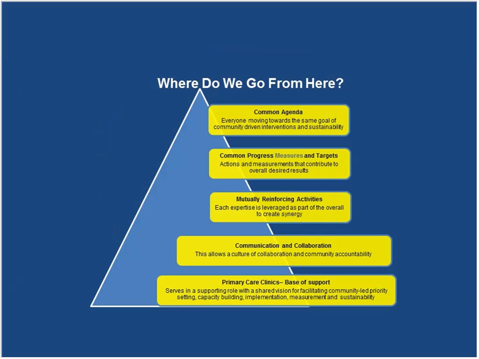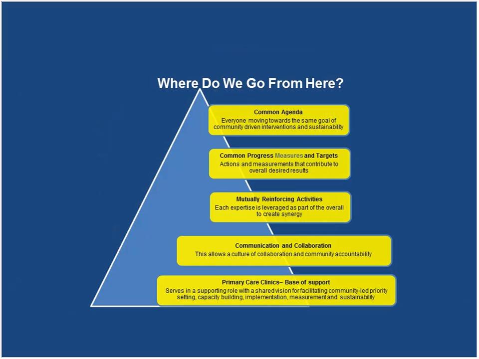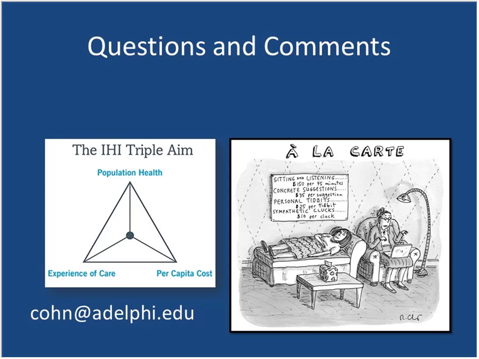So I think I'll conclude with where do we go from here, and then we'll take the next series of questions. On the topic of where do we go from here, we've built this system that I think you can contribute to with the triple aim at the base, and the primary care clinics as a base of support, on top of which we can build communication and collaboration, mutually reinforcing activities that help us both, common progress measurements and targets, and then having everyone work towards a common agenda. That's what we learned in our listening sessions, but I think it's also what you're learning in this program, and what we're trying to all move ourselves towards. So with that, I'm going to conclude the formal part of the lecture and take the rest of your questions.